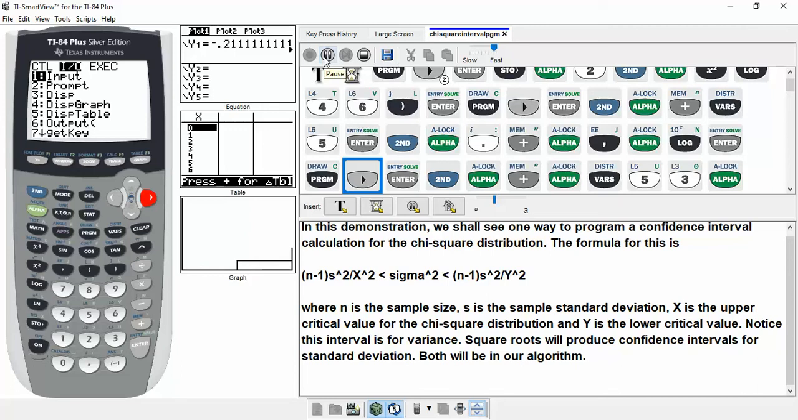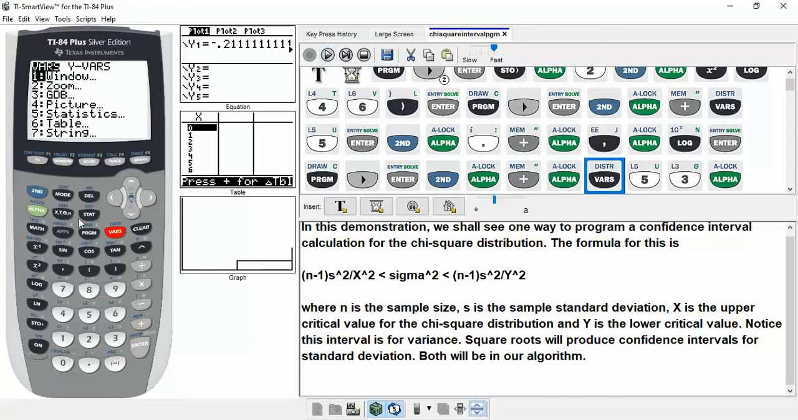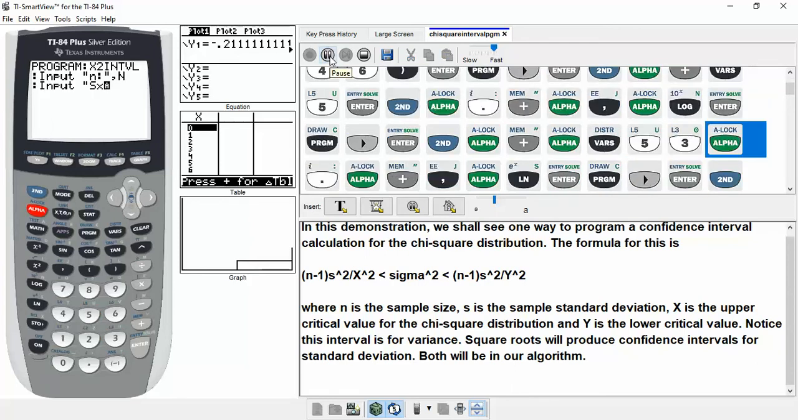Now again, we'll go to Program, I/O, call up Input, open up a statement with a double quote. Sorry, we don't hit alpha there. We close that. We hit VARS. We go to 5, and here we see some of the statistics notations. So we called up n already. Now we're going to call up Sx, our standard deviation notation. We'll do a colon for that, and we'll close this, and we'll call this S.